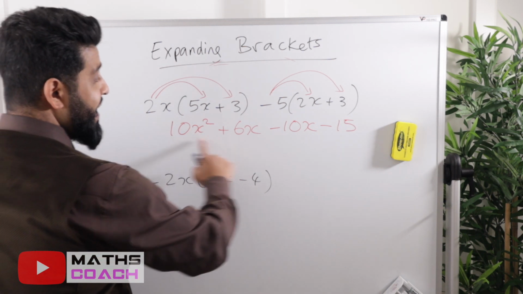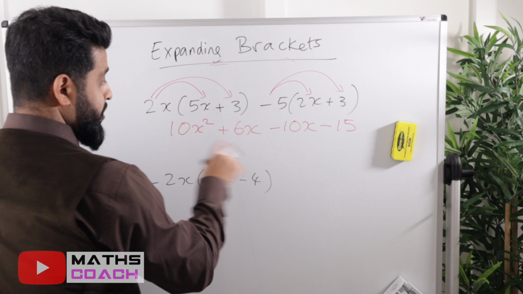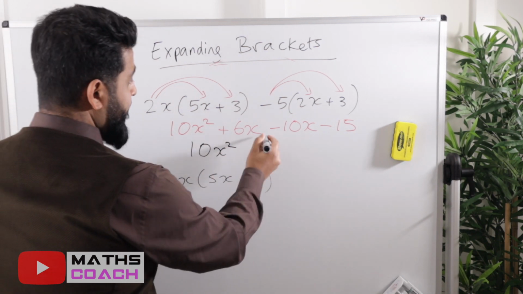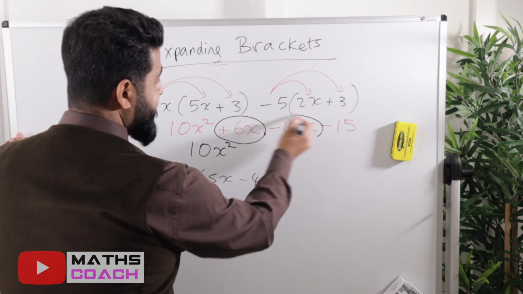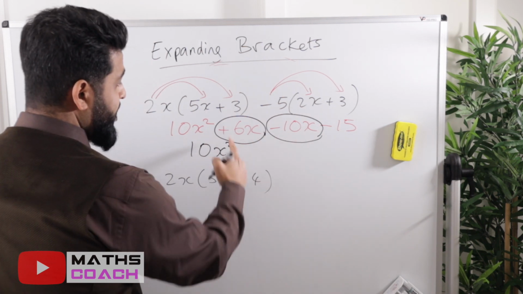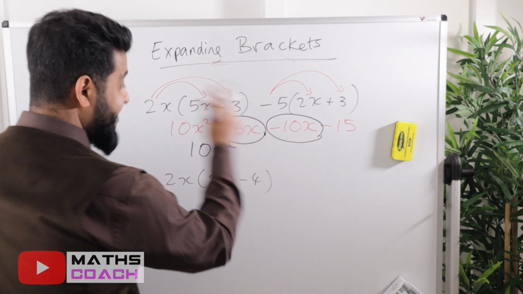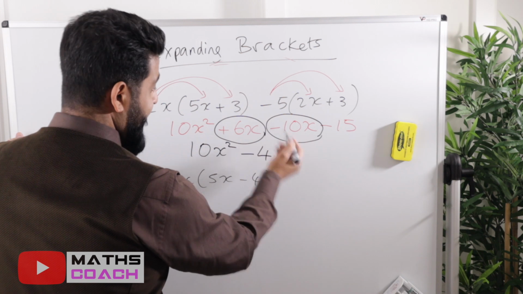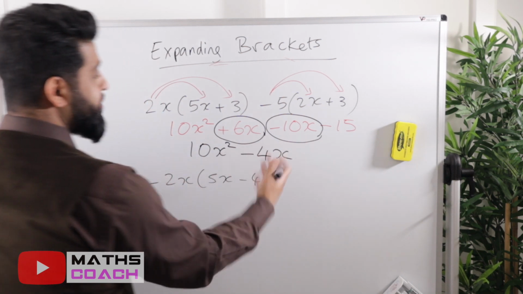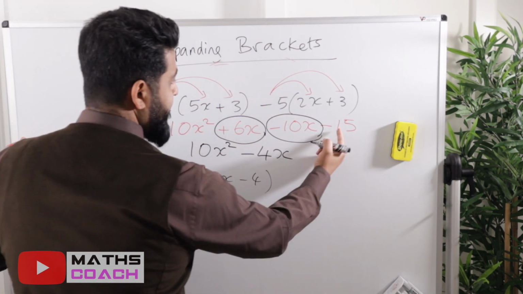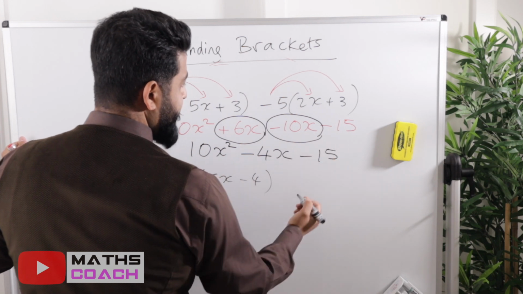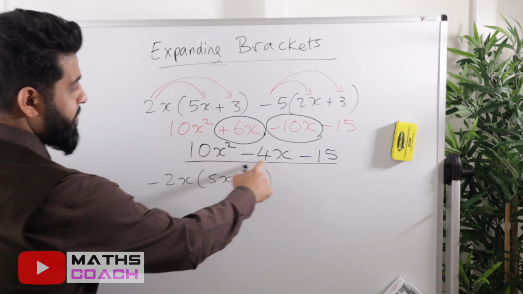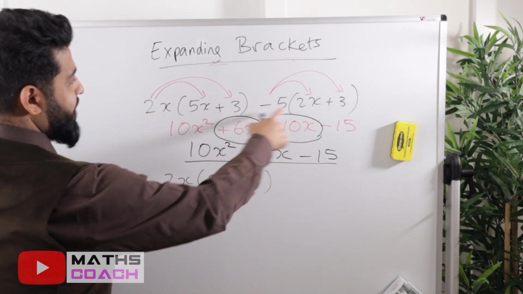So 10x squared has nothing similar to it, so we leave that as 10x squared. 6x here has minus 10x, so they are similar. So 6 minus 10, that's all we need to do. 6 minus 10 is minus 4, and it's part of the x family, so it's minus 4x. And then minus 15 has no other number, so we just write it as minus 15. And 10x squared minus 4x minus 15 is the answer to that.